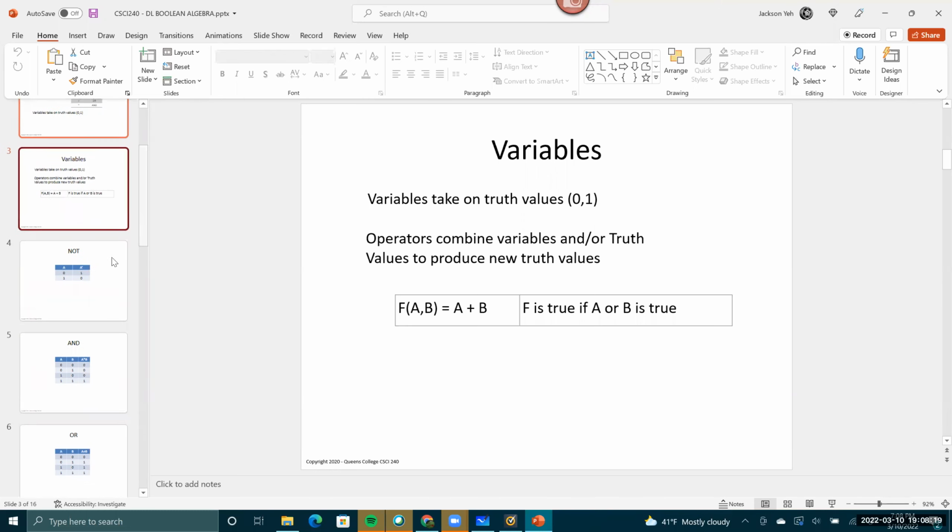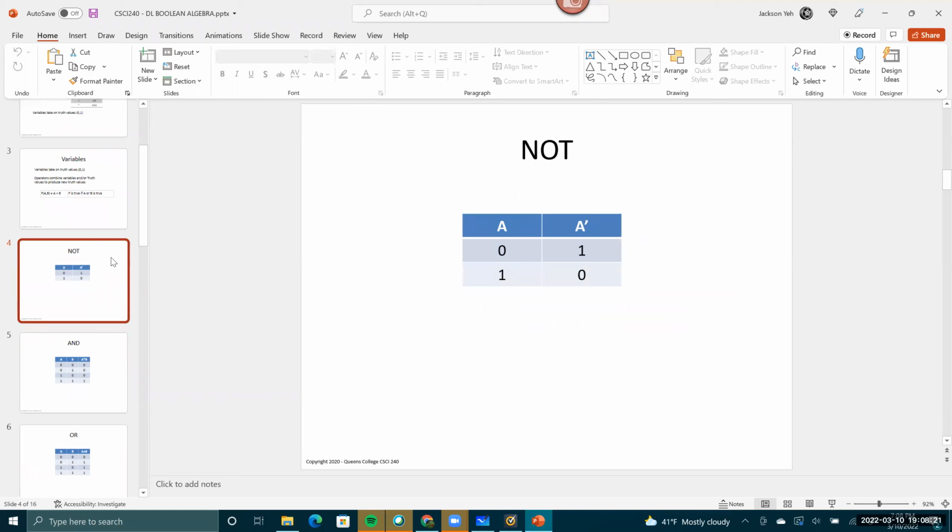So let's take a look at some of these basic operations. The first one is the NOT operation. The NOT operation means that if I have variable A, and A currently holds a value 0, then NOT A will be 1. If A currently has a value of 1, the value becomes 0. So this is just a NOT operation.